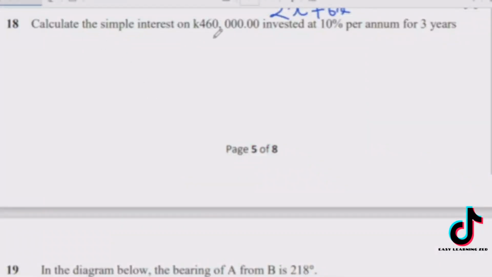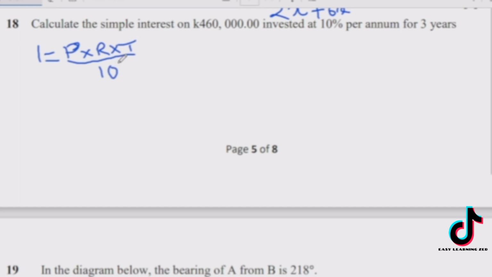Let's go to the next question. Calculate the simple interest on 460,000 kwacha invested at 10% per annum for 3 years. So to calculate the interest, we write interest. This is the formula we use: interest is equal to principal times the rate, which is R, times time, all of that divided by 100.